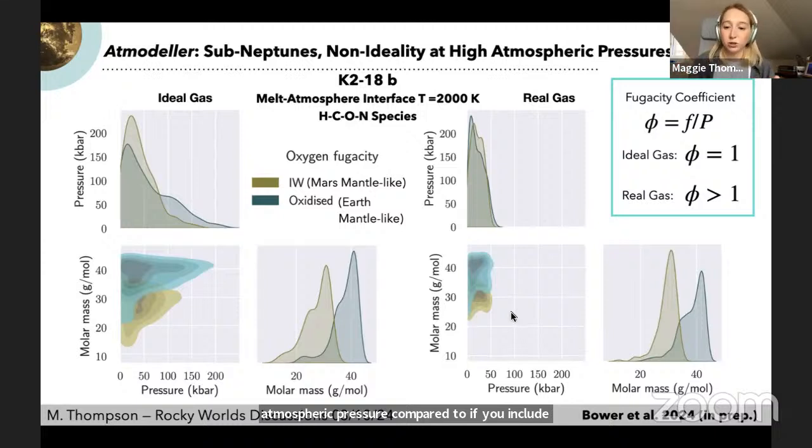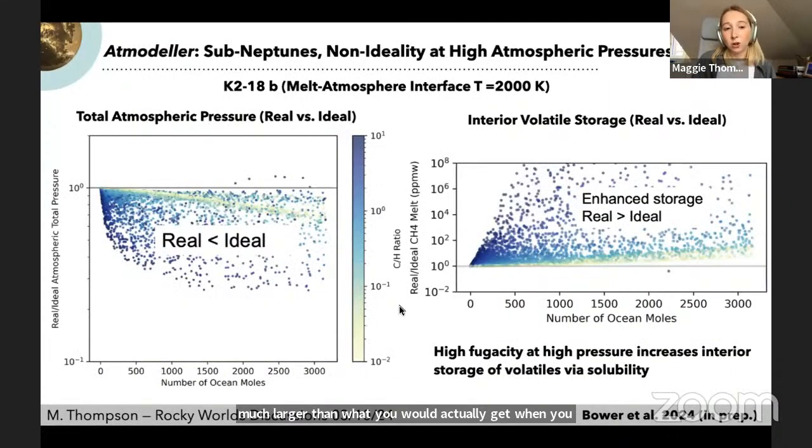And so that's what you're basically seeing here, especially in the lower panel, that the pressures you would conclude assuming ideal gas would be much larger than what you would actually get when you include these real gas equations of state. And lastly, this also influences your ability to store volatiles in the interior, because ultimately fugacity is the thing that controls how much of a particular species you can dissolve into the interior. So if you're under real gas conditions, your fugacities are higher, and therefore you can dissolve more of a particular species under a different range of conditions.